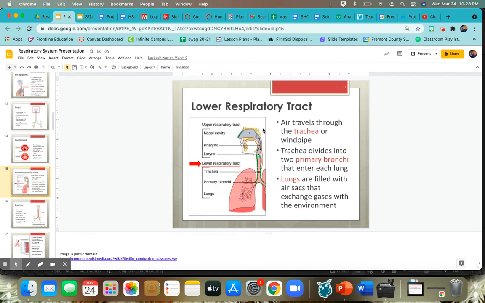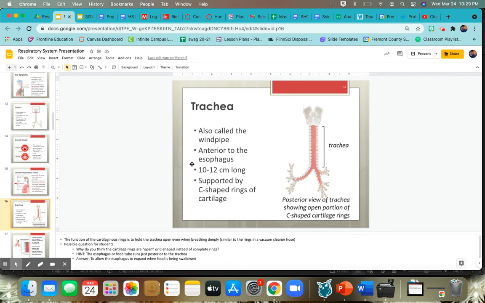Now we're going to hit our lower respiratory tract. Our lower respiratory tract includes our trachea, our bronchi, and our lungs. Air goes through your nasal cavity, through your pharynx and your voice box, your larynx, and then it hits your trachea. The trachea is what we usually call our windpipe, and it divides into 2 branches, which we call the bronchi, the 2 primary bronchi, and one enters each of your lungs. Your lungs are then filled with tiny air sacs, and those sacs are the places where the air gets exchanged with the environment.